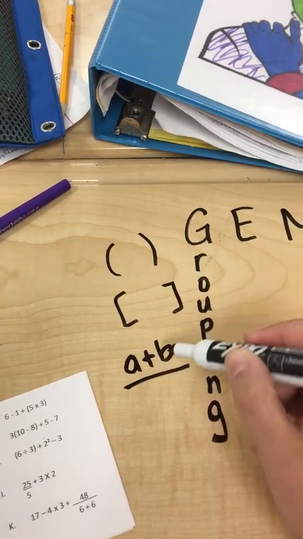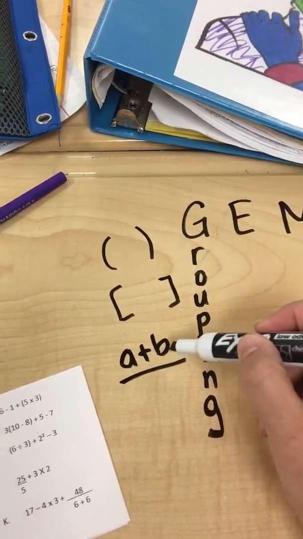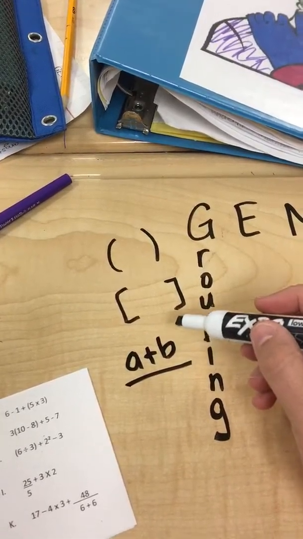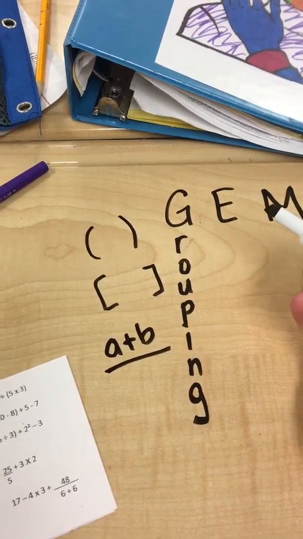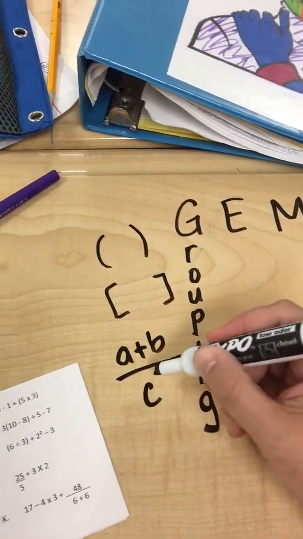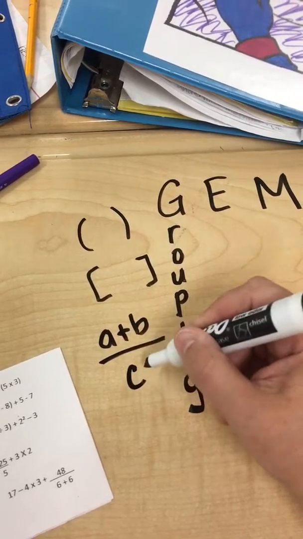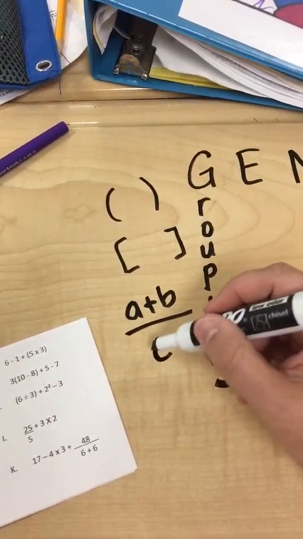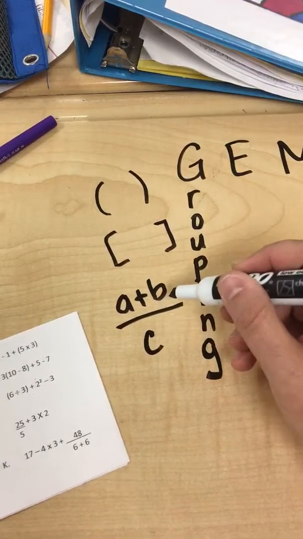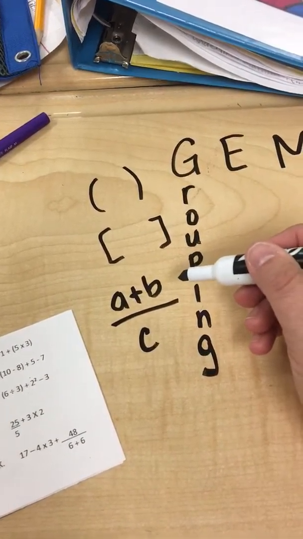considered a grouping. For example, this A plus B, because it's on the top of a fraction bar, it is considered a group. If there's just one letter or number on the bottom of the fraction bar, that's also considered a group, but you don't have to solve first. A plus B, you would have to solve.